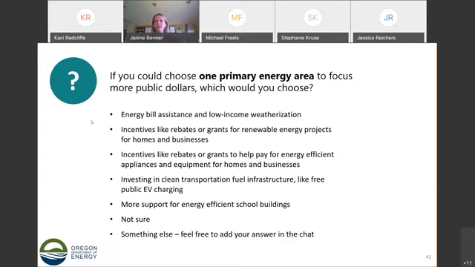All right, there we go. We have some fans of investing in clean transportation and incentives, rebates and grants. So thank you so much for filling that out. It's really helpful to know where people think some of this funding should go.